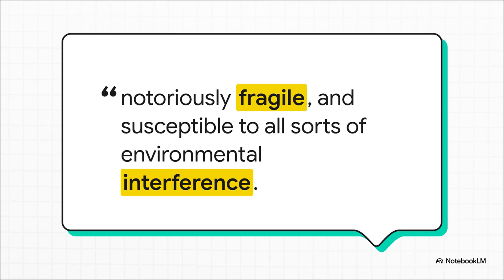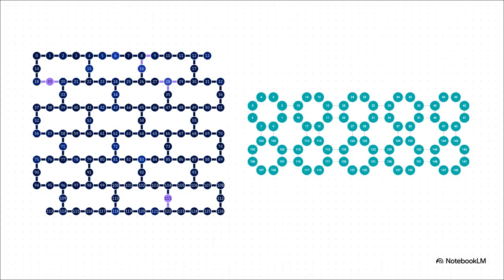The tiniest vibration, the slightest change in temperature, and poof, they lose their quantum magic. That's a process called decoherence, and it is the single biggest bottleneck we have. And look, you can literally see the problem right here. These aren't just diagrams, these are the real layouts for processors from IBM and Rigetti. They aren't nice, neat little grids, are they? They're these messy, complicated things.